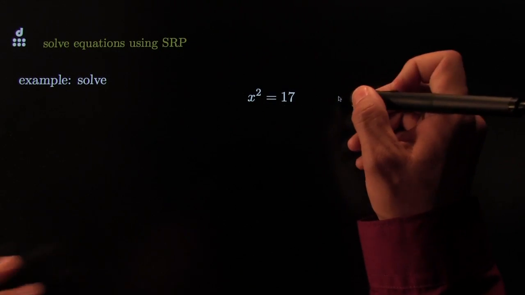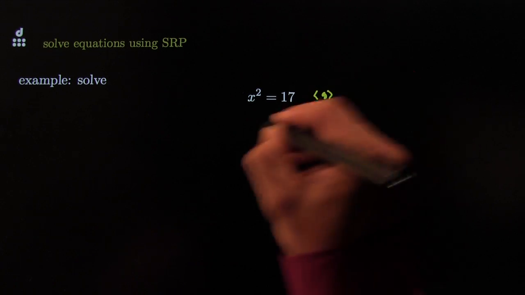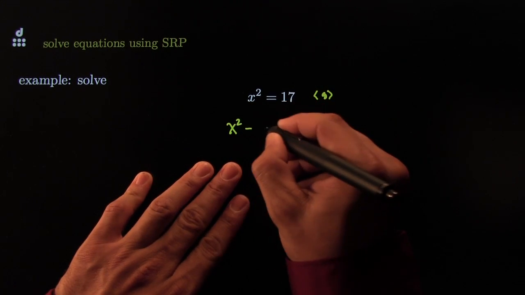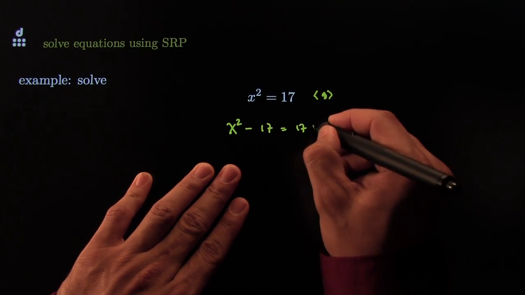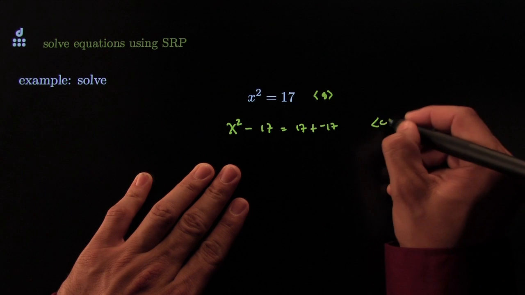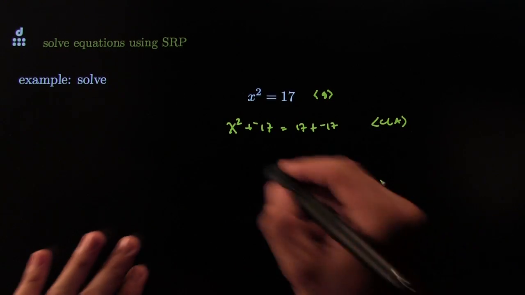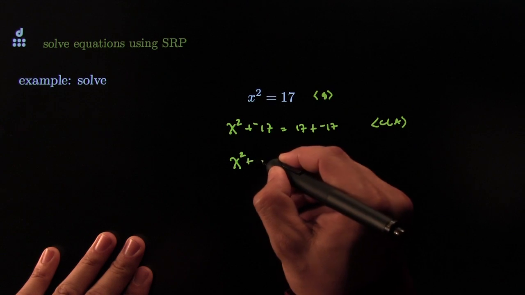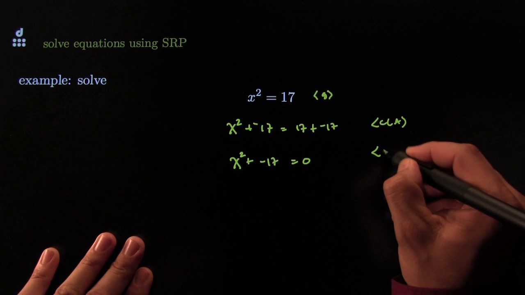Here we proceed as follows. I'm going to go with this type. Suppose this is given. I could say this is x squared minus 17 is equal to 17 plus negative 17. Cancellation law of addition, adding a negative 17 to both sides. That would give you that x squared plus negative 17 is equal to 0 by inspection.